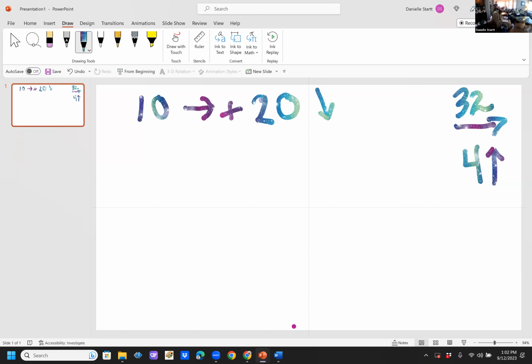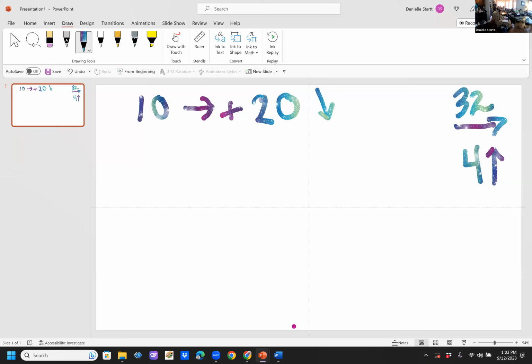10 squared is 100, 20 squared is 400. Then what was it? 600? The square root of 600 is 24.5. Where did you get 600? So what you did was what?